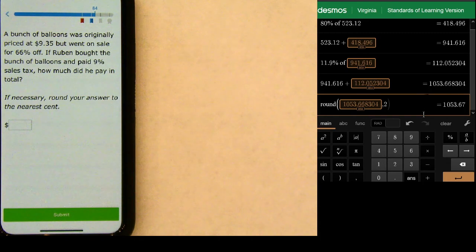Make sure you are seeing and using that Desmos calculator carefully.